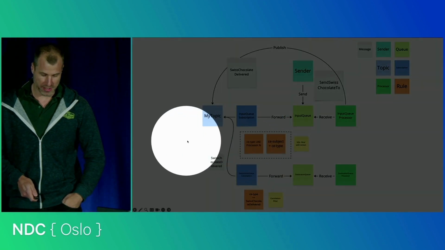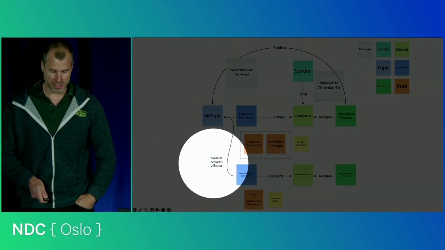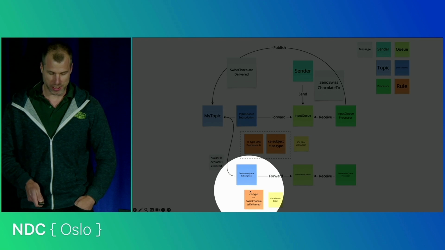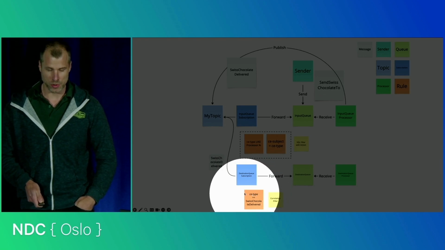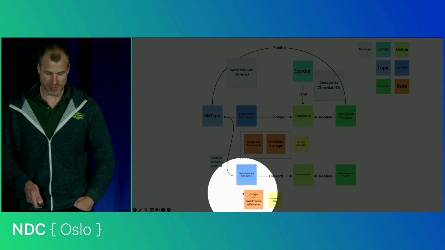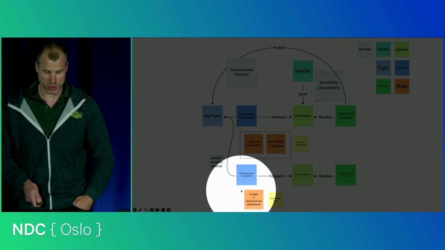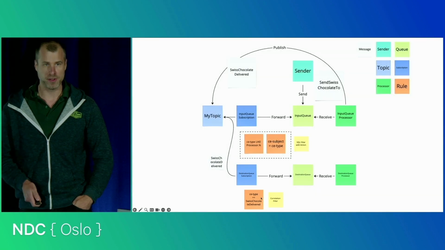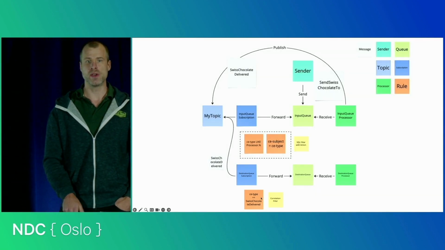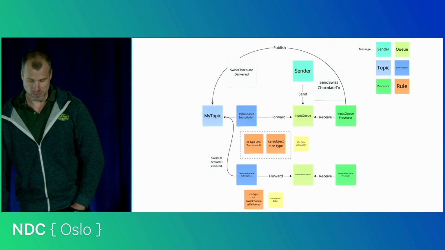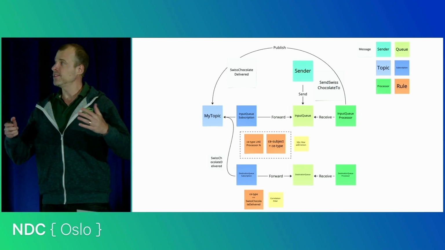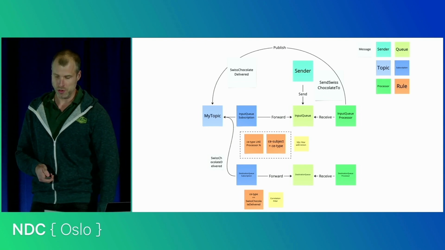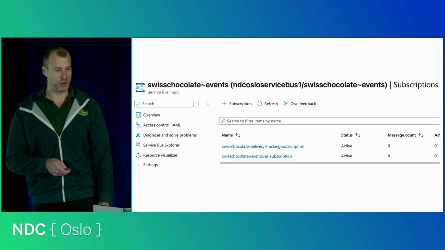So here on this other path, we have the Swiss chocolate delivered, and we have another subscription. This now uses a correlation filter. And what the correlation filter can do, it can only do an equals match. So here I'm saying when the CE type equals Swiss chocolate delivered, I want to have it forwarded to me. And that's what this subscription does there with the filter. So that's the entire setup that I'm going to show you in the code, so that you have a visual representation of what I'm going to show you.